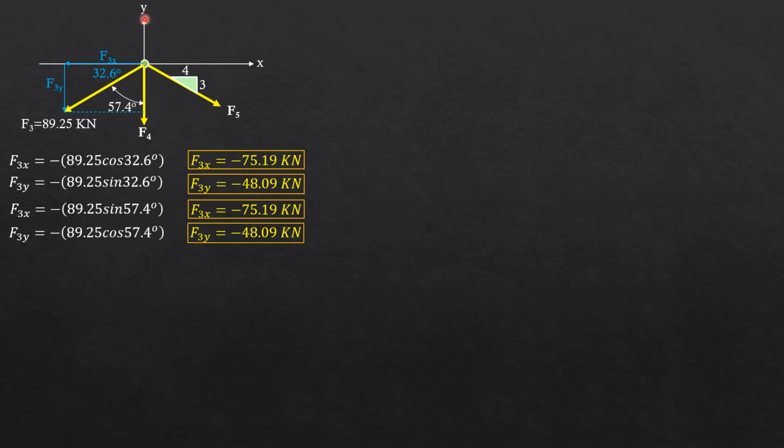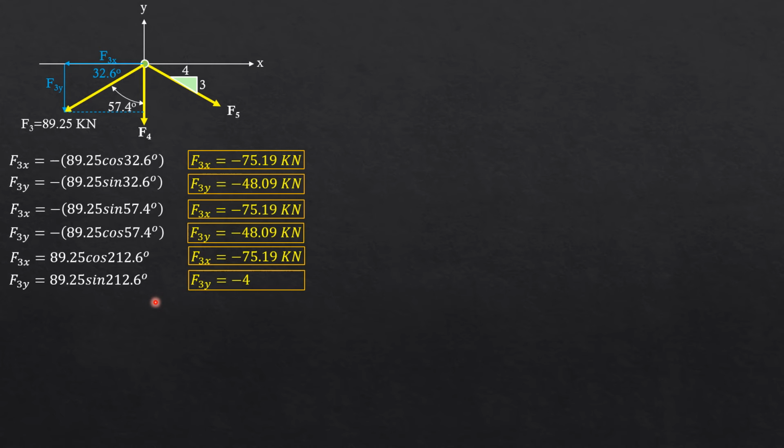Now, in terms of the positive angle, which is 180 plus 32.6, that's 212.6. So F3x is 89.25 cosine of 212.6 degrees. So it is equal to negative 75.19 kilonewtons. F3y is 89.25 sine of 212.6 degrees. So it is equal to negative 48.09 kilonewtons.